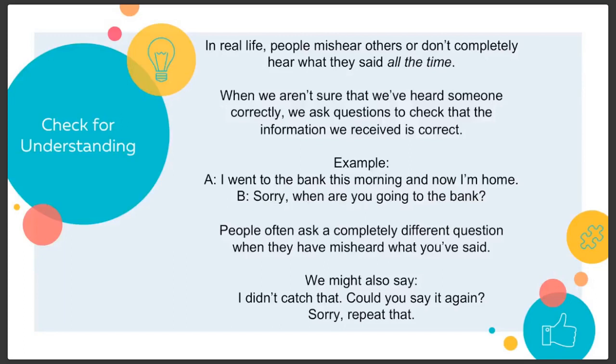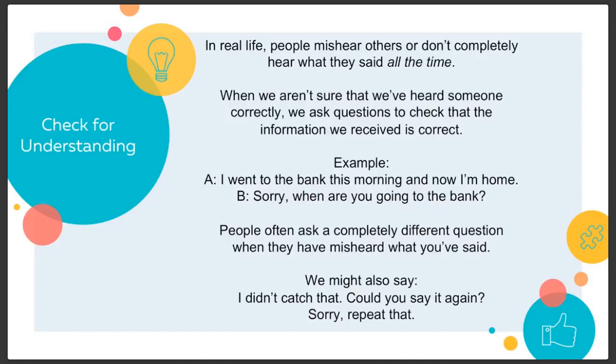So checking for understanding is good because now they can say, no, that's not what I said. And this is not a sign that you don't know anything or that you're stupid or that you can't hear them or something like that. This is a sign that you are listening and you want to make sure that you heard correctly. So people often ask a completely different question when they've misheard what you've said, like I just did. We might also say, I didn't catch that, or could you say that again? Or sorry, repeat that please. And another thing that we might do is just repeat the information back as we heard it. So in my example already, sorry, when are you going to the bank? I repeated back different information, but you could repeat the same information.